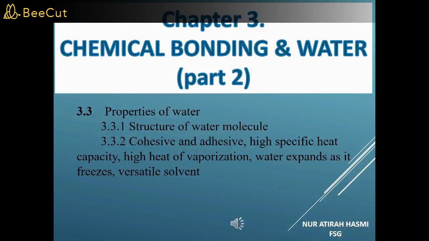Assalamualaikum everyone. Now we continue chapter 3 about chemical bonding and water, part 2. In part 2, we will finish two topics about properties of water and aqueous solution. In the topic properties of water, we have two subtopics. The first subtopic is about the structure of water molecule, and the second subtopic is the properties of water.